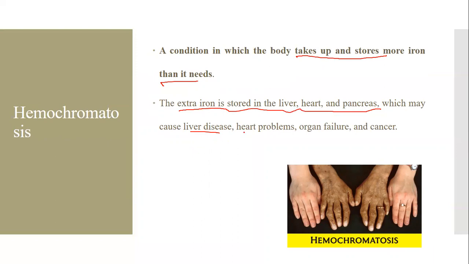Suppose the patient has storage of extra iron in the heart, they will have problems with conduction or with the pumping of blood. Then it will lead to multiple organ dysfunction syndrome and cancer. So there are some complications that we can see with hemochromatosis. The main key feature associated with hemochromatosis is excessive storage of iron.